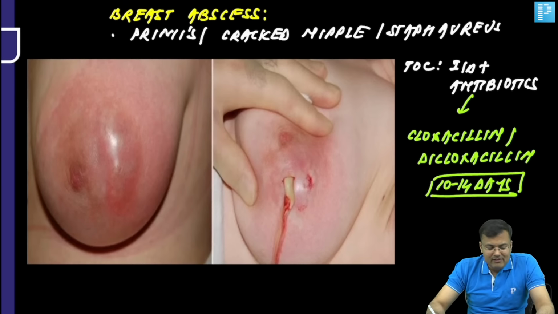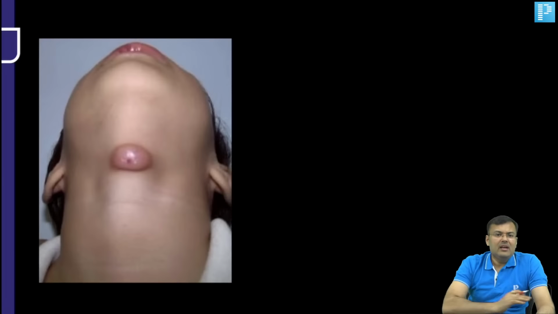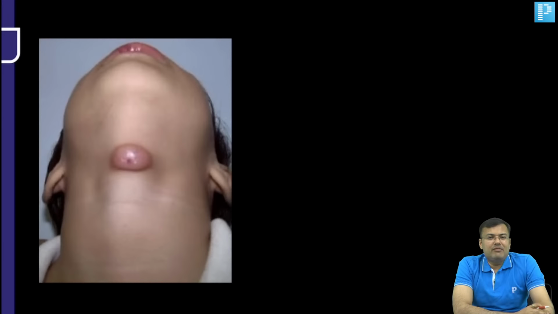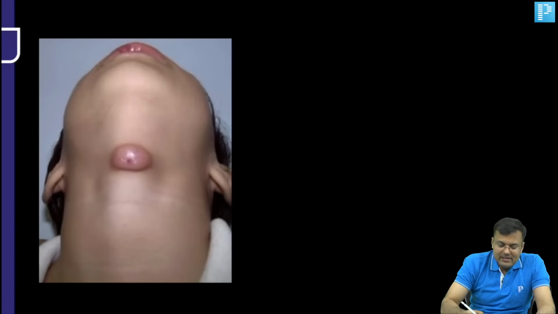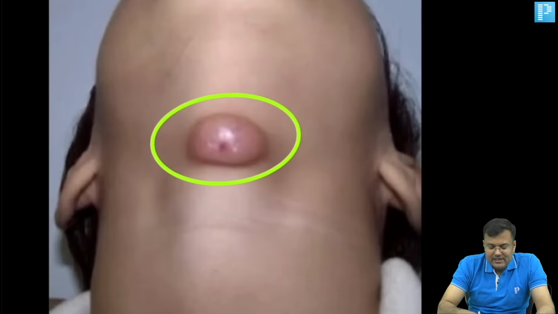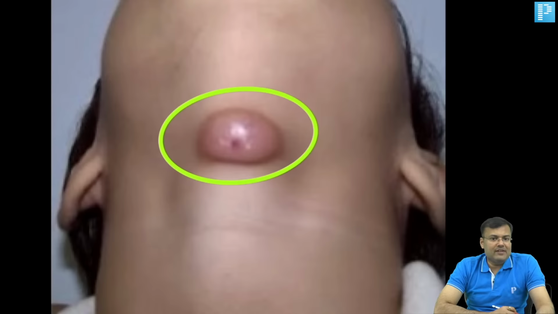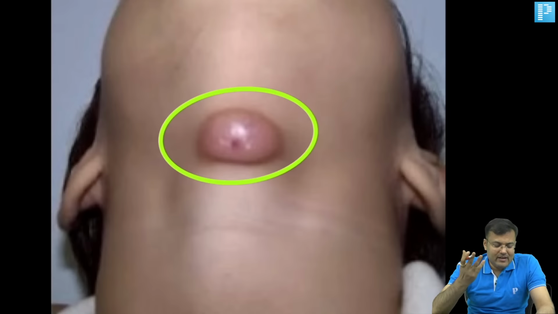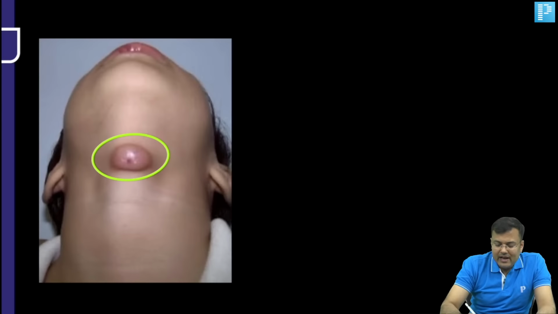Next, very easy question, easiest question asked almost every year. I am telling you the history. A 15 year old boy has a midline swelling in the anterior part of the neck. The swelling moves with deglutition. On protrusion of the tongue, the swelling moves up. Guys, tell me the diagnosis. You can see here, swelling moves up on protrusion of tongue. What's the diagnosis? Everybody is correct. This is thyroglossal cyst.